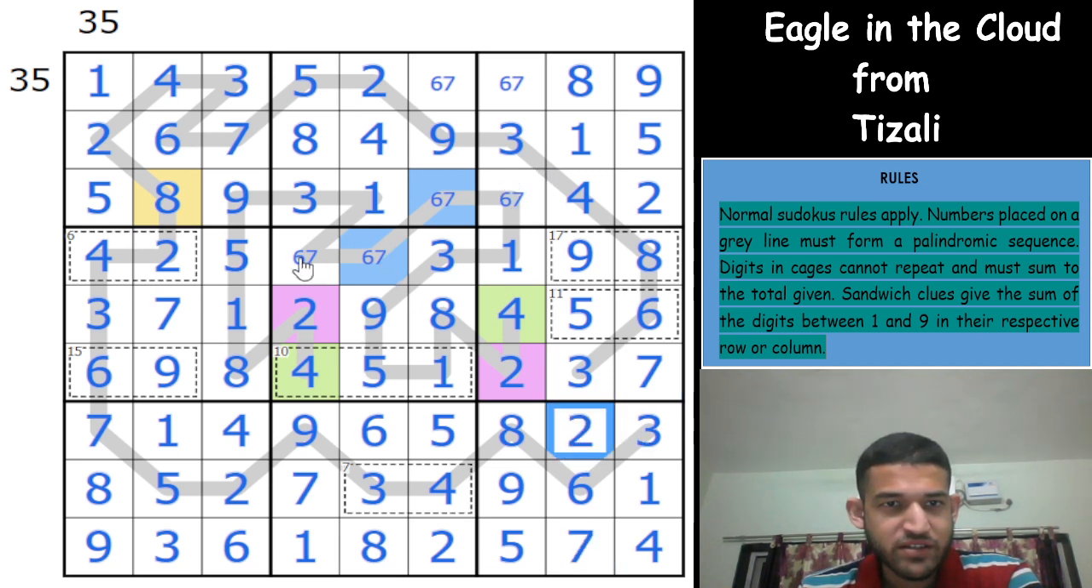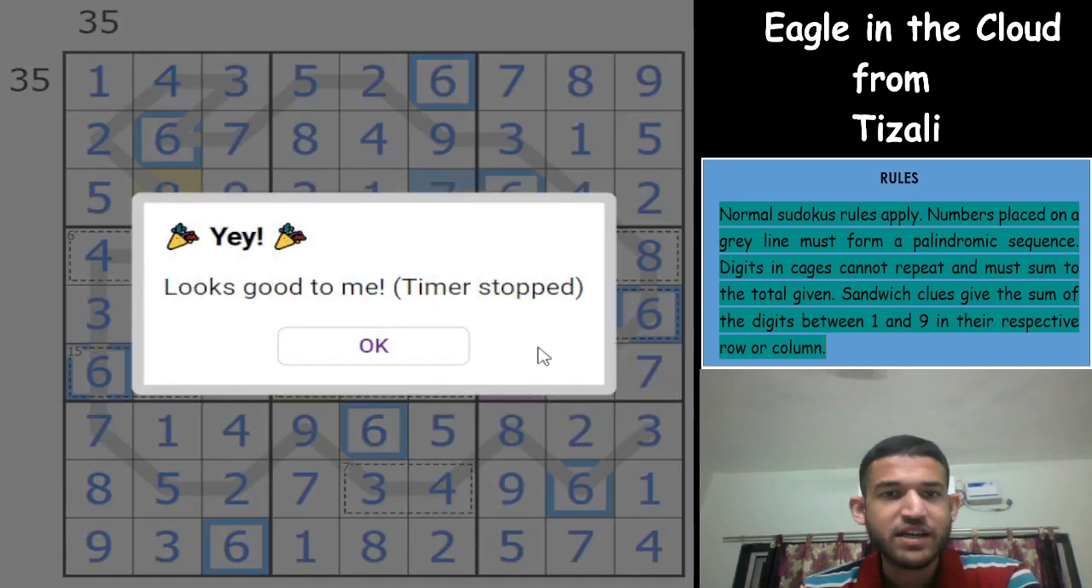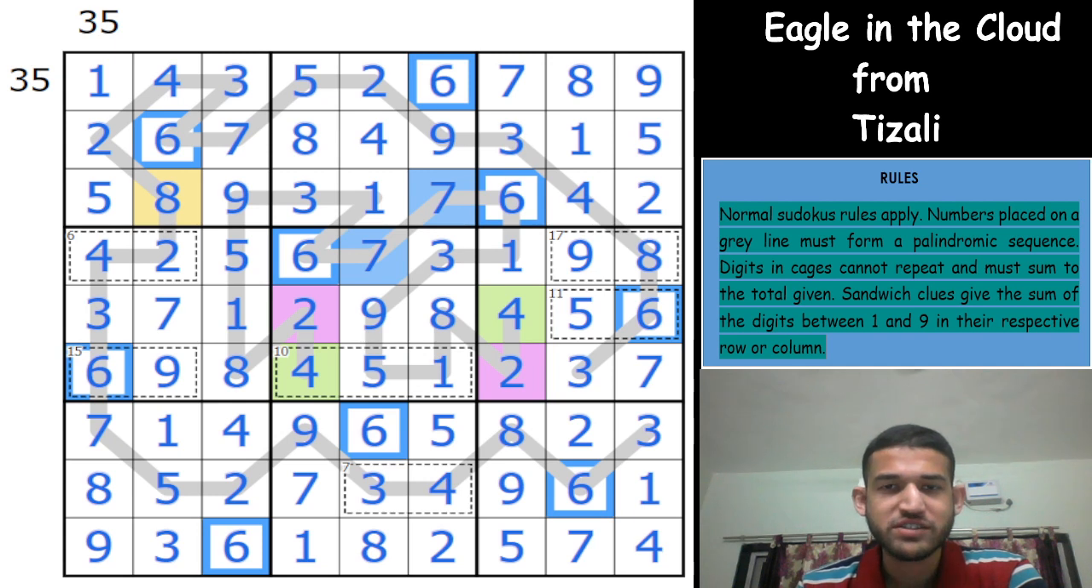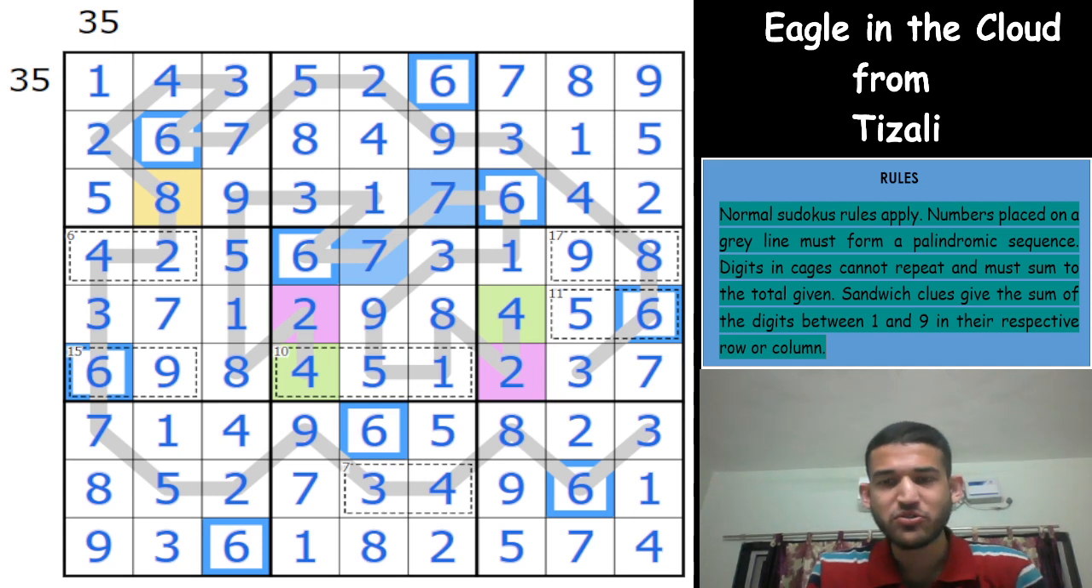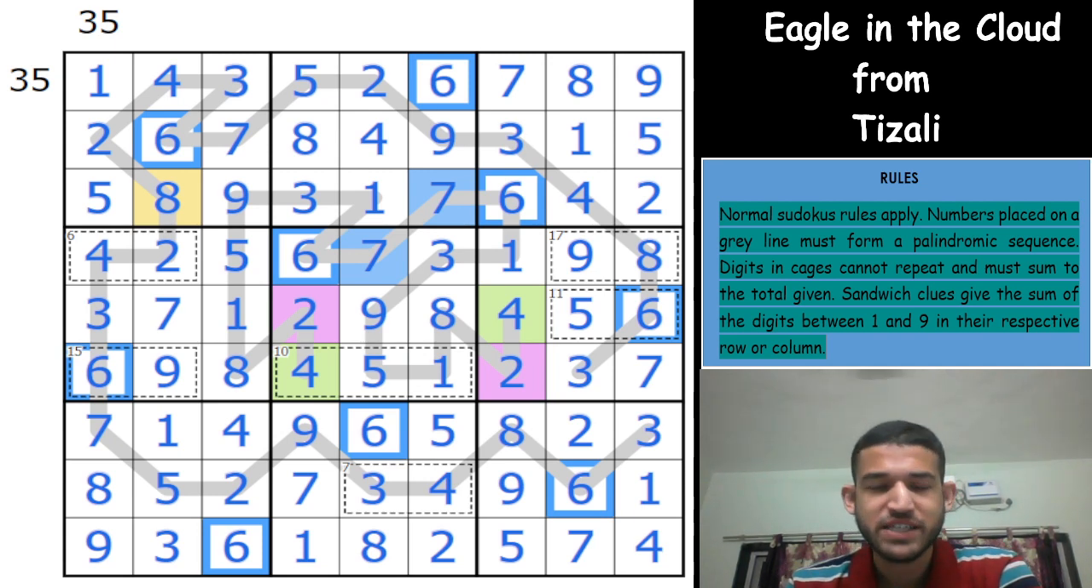So now we can complete the Sudoku. This is 6, this is 7, 7, 6, 7, 6. And with that, we have completed this really gorgeous creation by Tizali. What a Sudoku. So much fun to solve. Extremely elegant solve path.